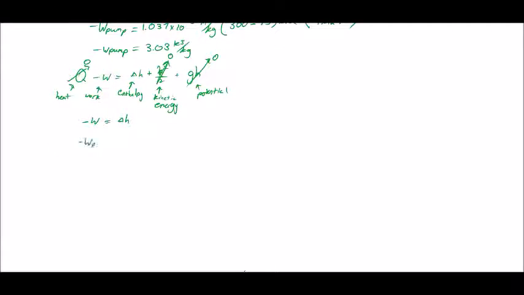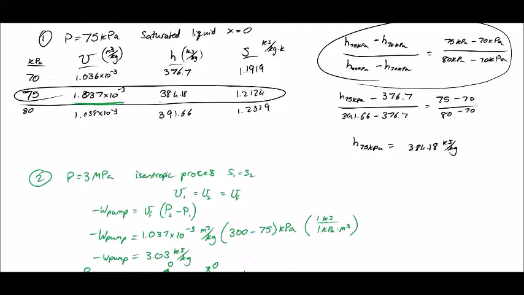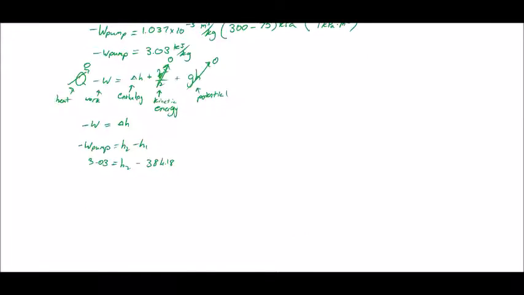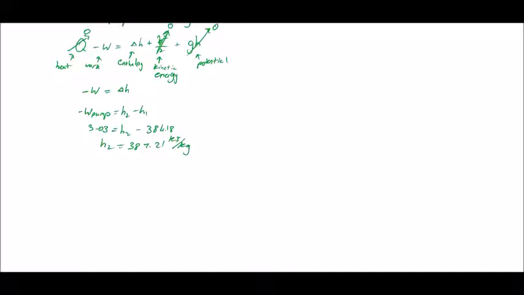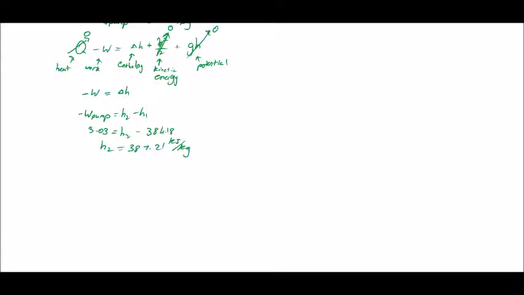So negative work of the pump is going to equal H2 minus H1. Plug in all the values we have: 3.03 is going to equal H2 minus 384.18. This was calculated above right here. Finally, you solve for H2, and you get 387.21 kilojoules per kilogram. And that is it, you've now fixed the state. You fixed the state at state 2, and you can now move on to state 3.